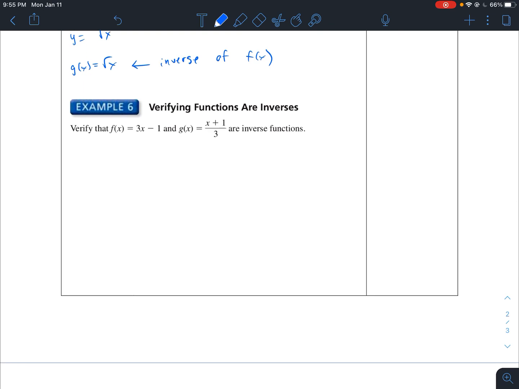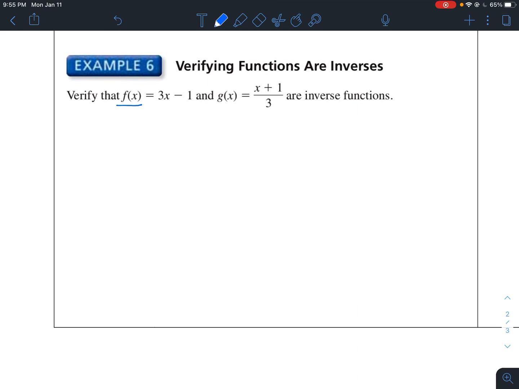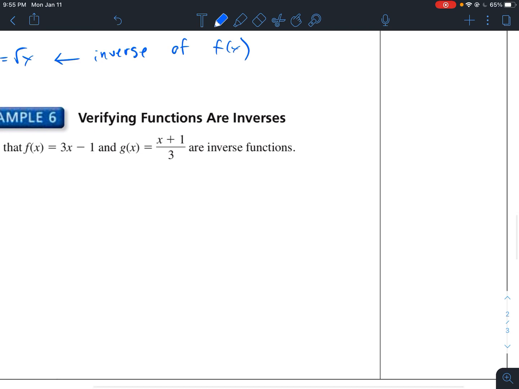Now, last but not least is confirming and verifying functions are inverses of each other. So right here, it gives us f of x, which is 3x minus 1, and g of x, which is x plus 1 divided by 3. Now, we're going to confirm that these are inverses. Now, just as the definition states, pretty much if these are inverses, then f of g of x will equal x, and g of f of x will equal x.